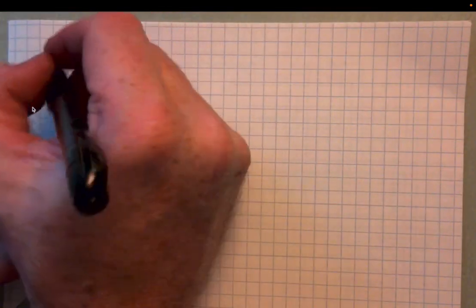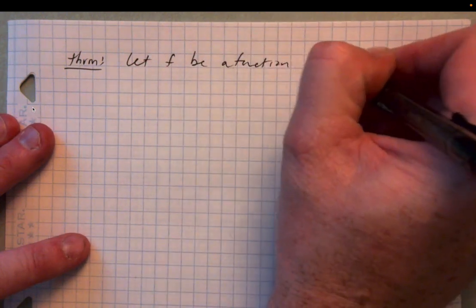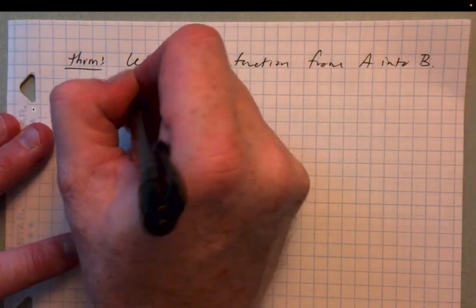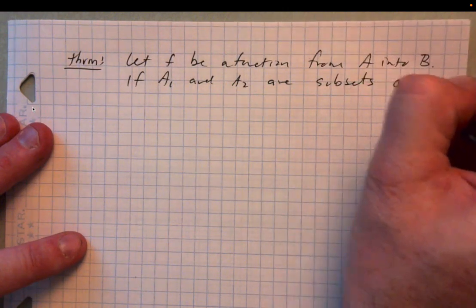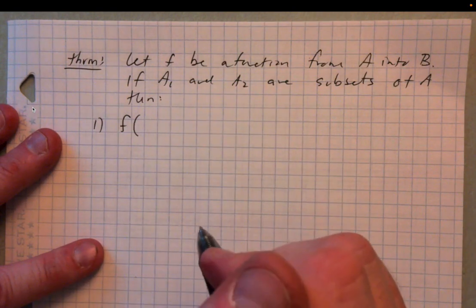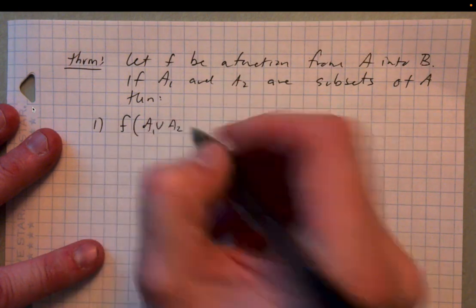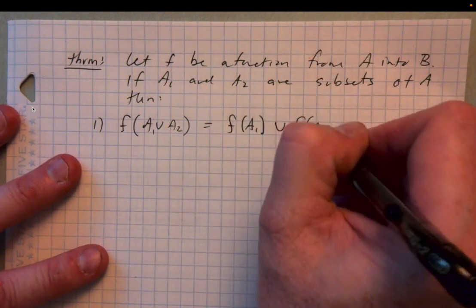All right, now what we want to do is jump into some theorems that are analogous to some of the theorems we saw earlier when we were looking at De Morgan's laws and some of the earlier set theory theorems. So this one is an important one. We're going to let f be a function from A into B. Now, if A1 and A2 are subsets of A, then two things. First, the image of A1 union A2 is equal to the image of A1 union the image of A2.